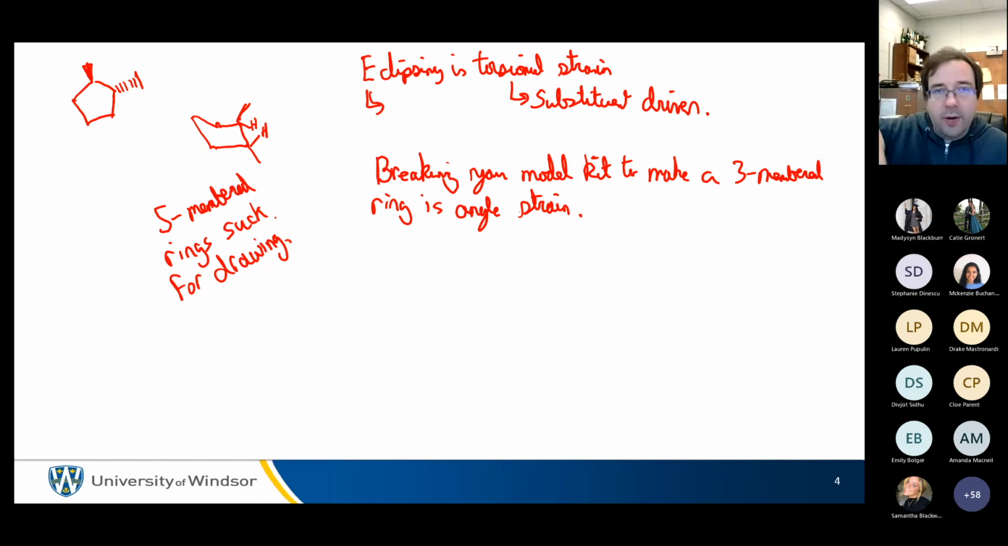Angle strain is about the angle of the ring, the atoms in a ring not wanting to make that angle. Both of those cost energy. One, torsional strain, because electron clouds are banging into each other because they're eclipsed. Angle strain, because the bonds want to be a specific angle and you're needing to twist them out of the preferred orientation.